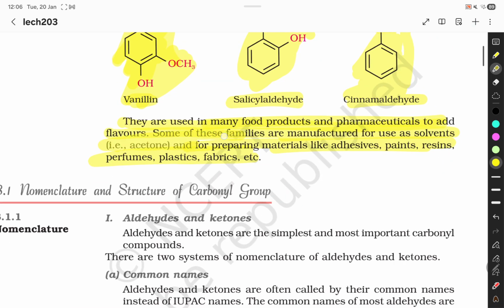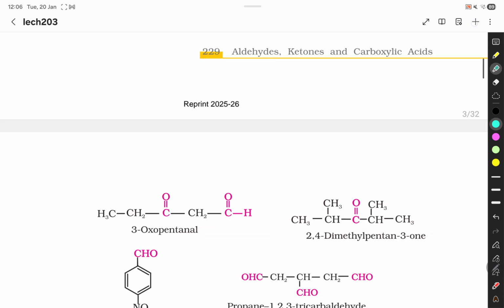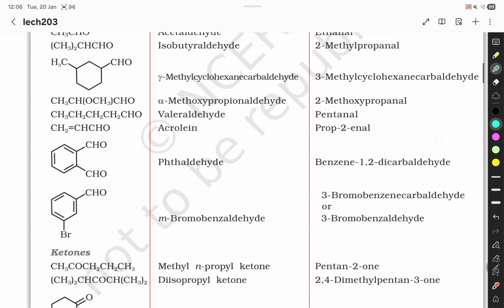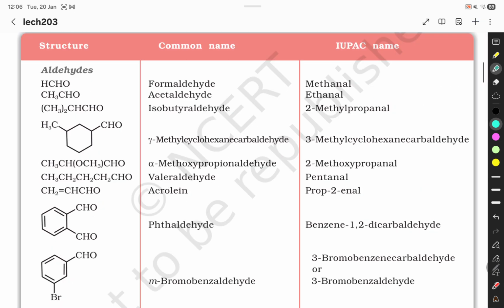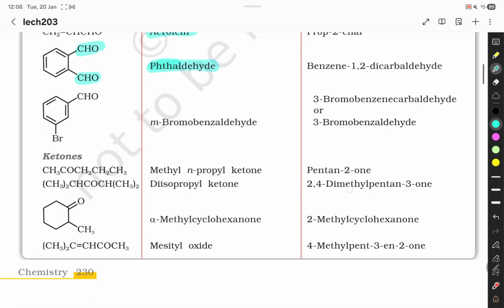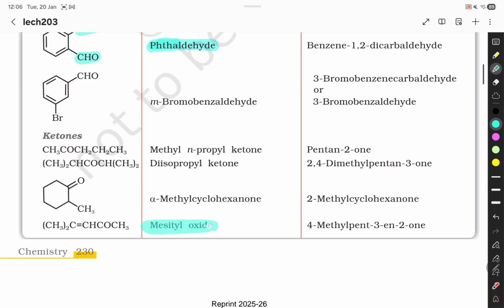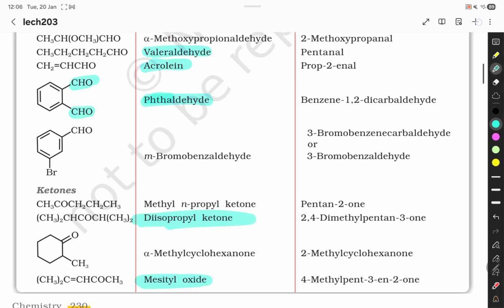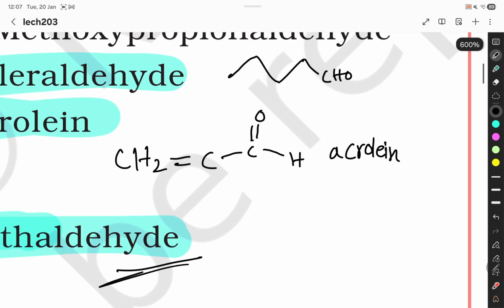So yeah, they've given some very generic uses which are fine, I guess. Adhesive, paint, resin. We don't need to really remember those. I'm skipping through IUPAC except some things. Remember some structures like valeraldehyde, acrolein, phthalaldehyde. You can remember phthal because it's in the adjacent group, that is phthal. Mesityl oxide has been asked in PYQ. Diisopropyl ketone, like that.